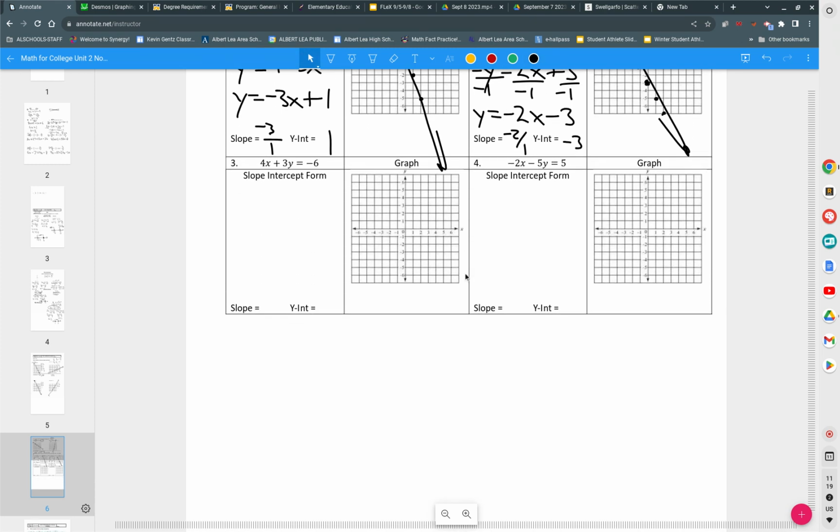Try number 3 on your own. We're not getting number 4. Try number 3 on your own. See if you can do it. This is our check. See if you know what you're doing. Try to solve for y.